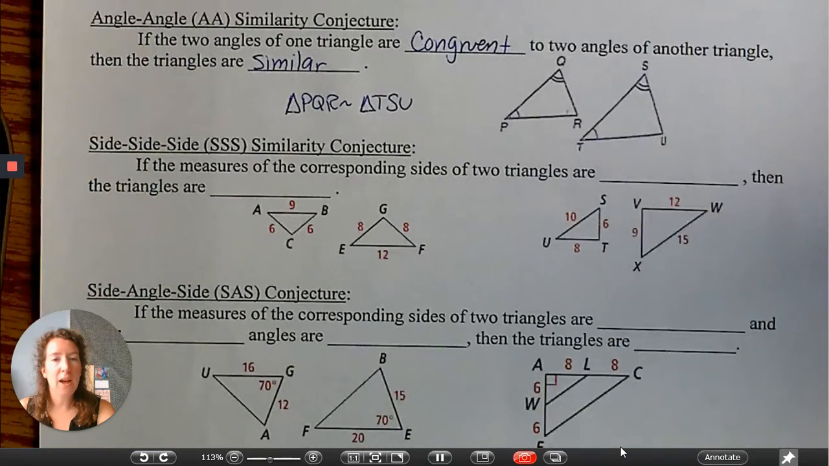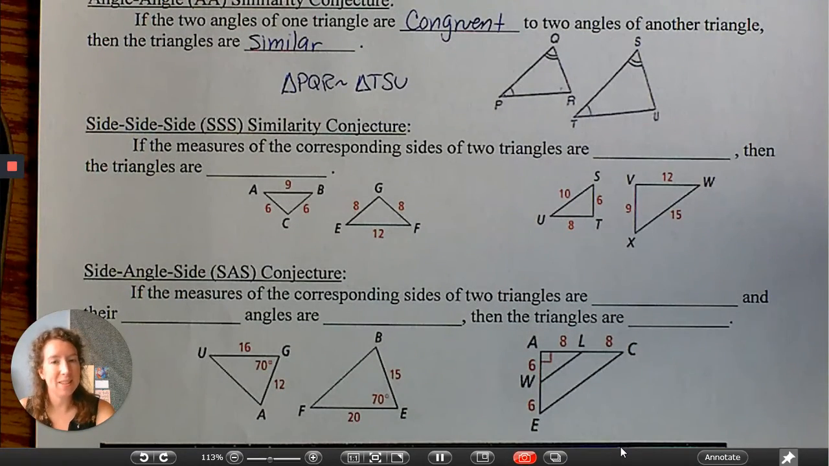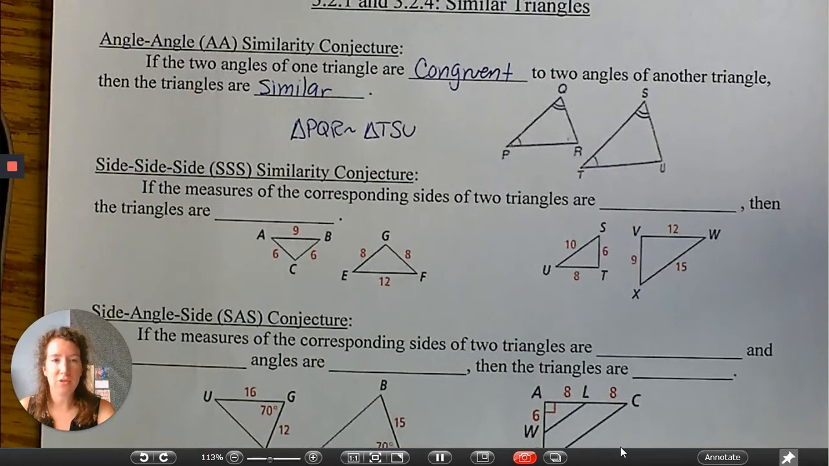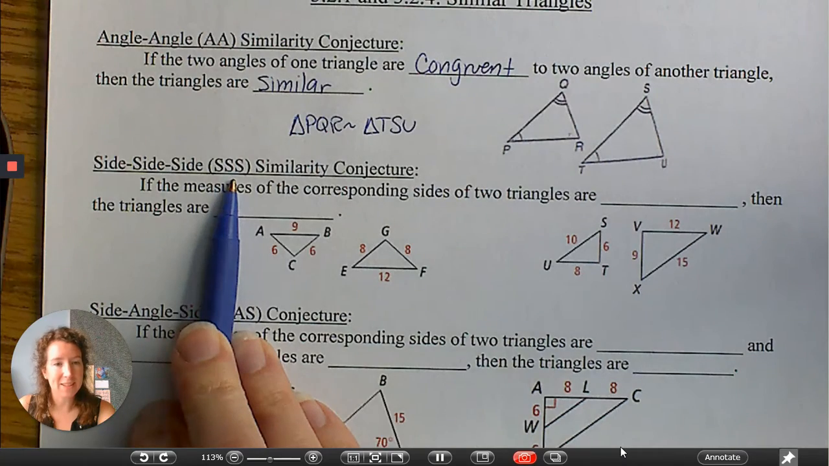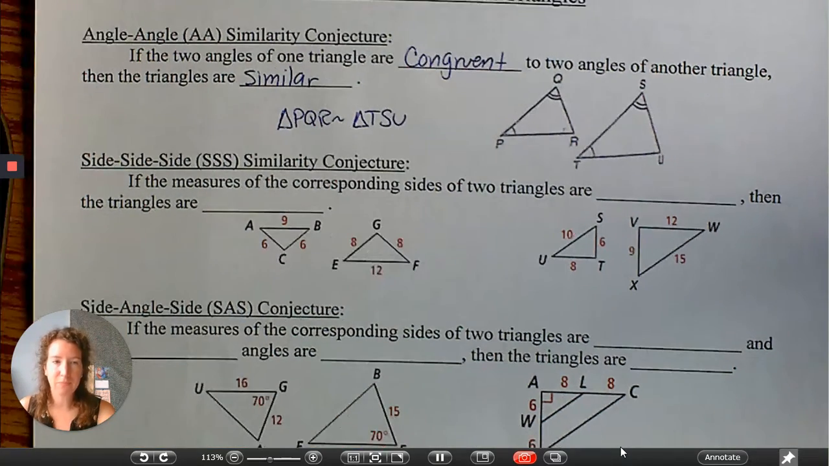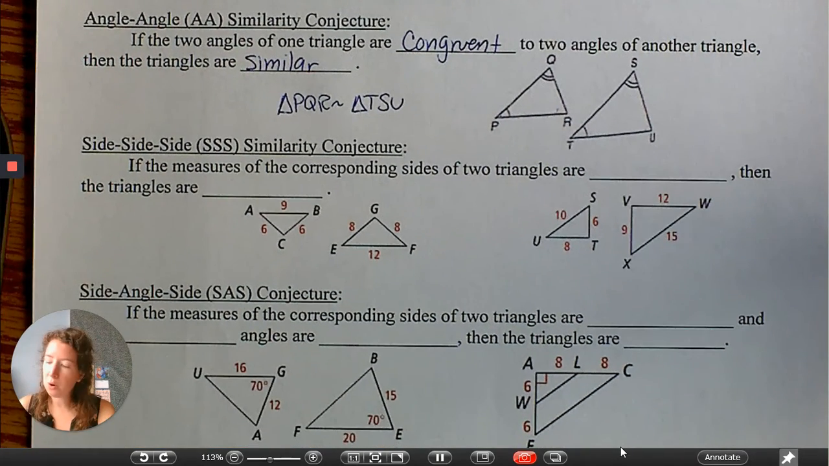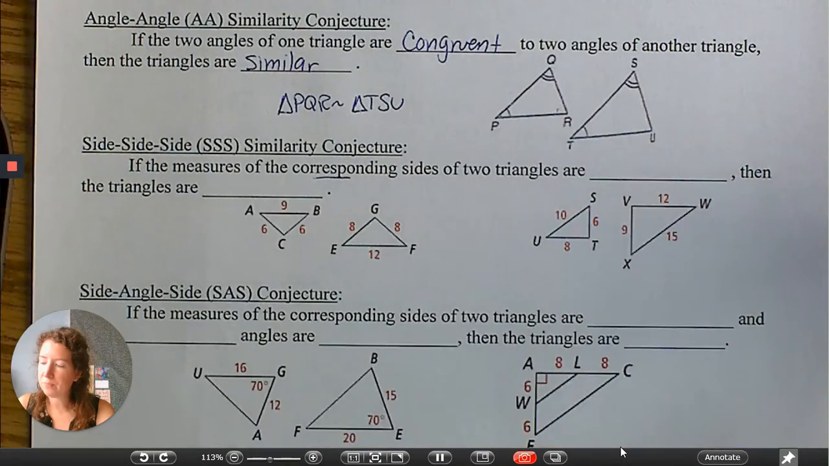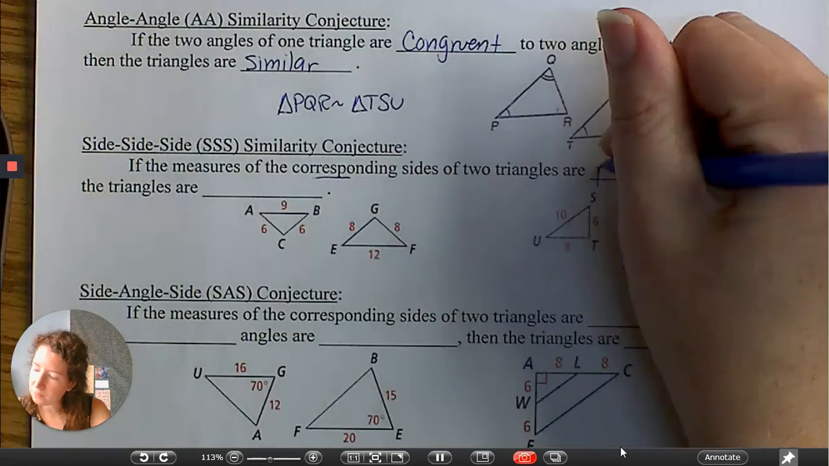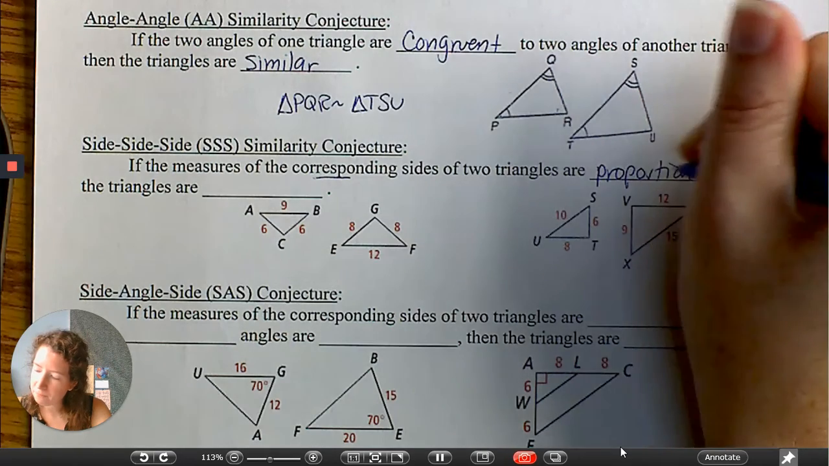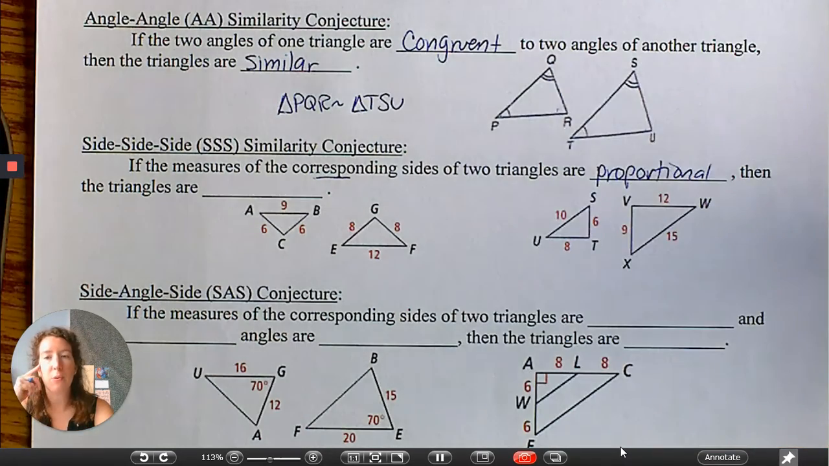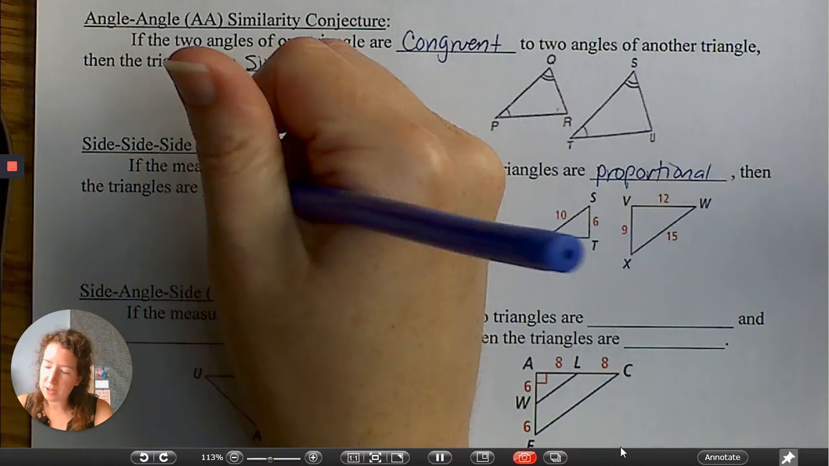We also have the side-side-side similarity conjecture, right? And these can be abbreviated using just the letters. So AA stands for angle-angle, SSS stands for side-side-side. Now, if the measures of the corresponding sides, and that's important, of two triangles are proportional, right? They have the same proportion, then we know that the triangles are going to be similar.